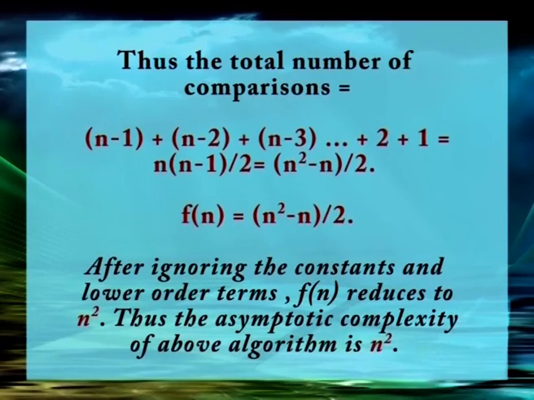The comparisons, which are the basic operations, are made inside the inner loop. Thus, the total number of comparisons equals n minus 1 plus n minus 2 plus n minus 3 going up to 1, which equals n into n minus 1 by 2, and on simplification and after ignoring the constant term, this reduces to n square. Thus, we say that the asymptotic complexity of this algorithm is n square. With this, we come to the end of today's lecture.